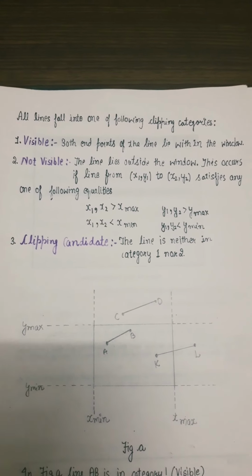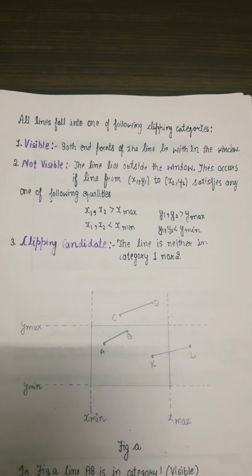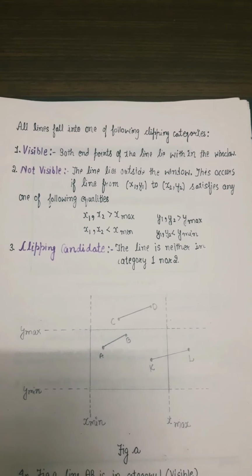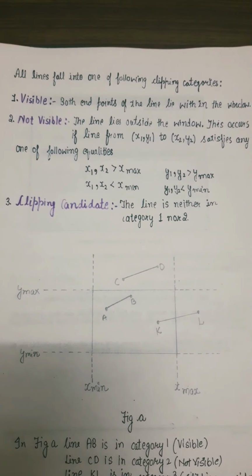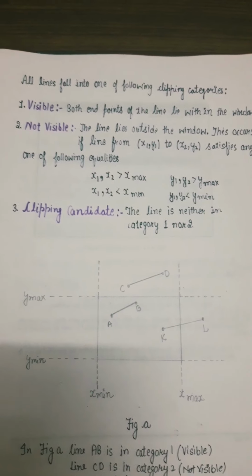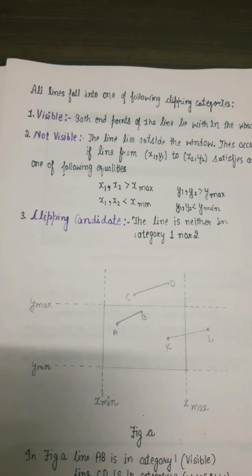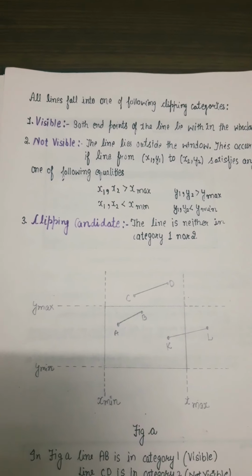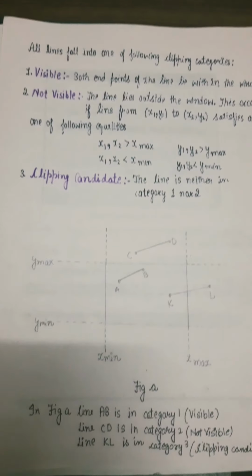The third category is clipping candidate. If the line is neither visible nor not visible, then it is considered a clipping candidate, meaning it will be half inside the clipping window and half outside the window. You can see in the diagram that line AB is visible because both its endpoints are inside the window. Line CD is not visible because both its endpoints are outside the window. And for line KL, half of it is inside the window and half is outside. So KL is a clipping candidate, AB is a visible line, and CD is a not visible line, right?